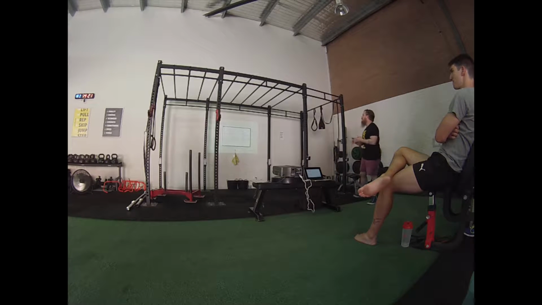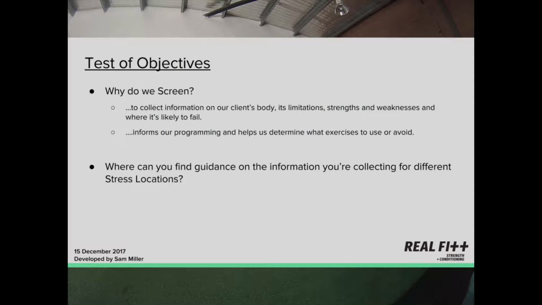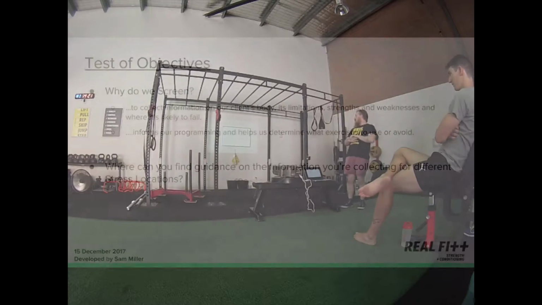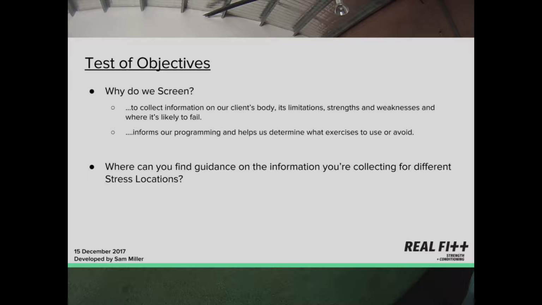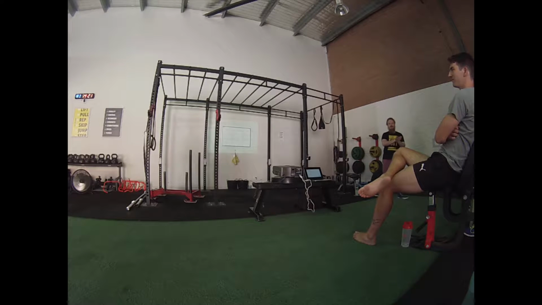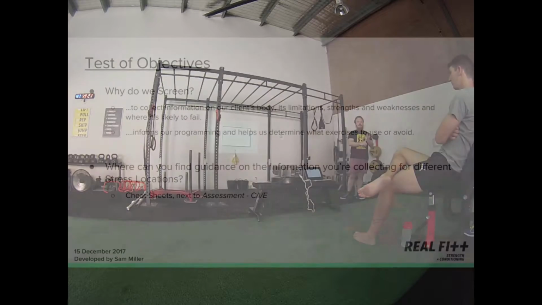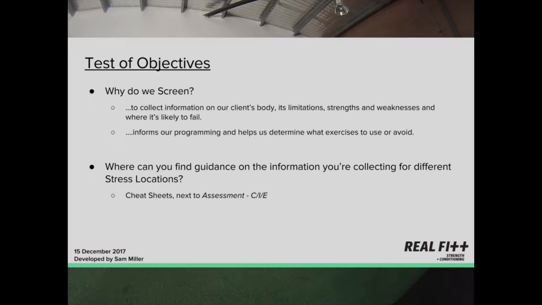So as we said before, collect information on the client's body, limitations, strengths and weaknesses, likely points of failure. Informs programming, as you said, and the exercises we do and don't want to use. Where can you find guidance on the information you're collecting for different stress locations? Right at the start of this section. On the cheat sheets. Which part of the cheat sheets is it? What are the three stress locations? Core, interfaces, extremities. Under the assessment, it's broken into core, interfaces, extremities. That'll give you a helping hand to know where it goes.